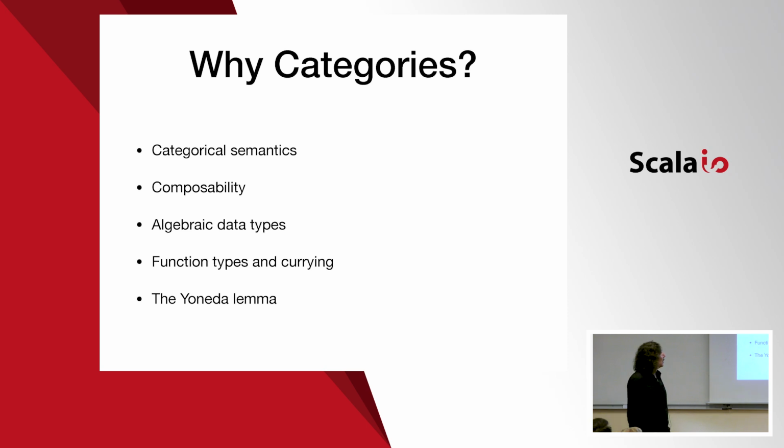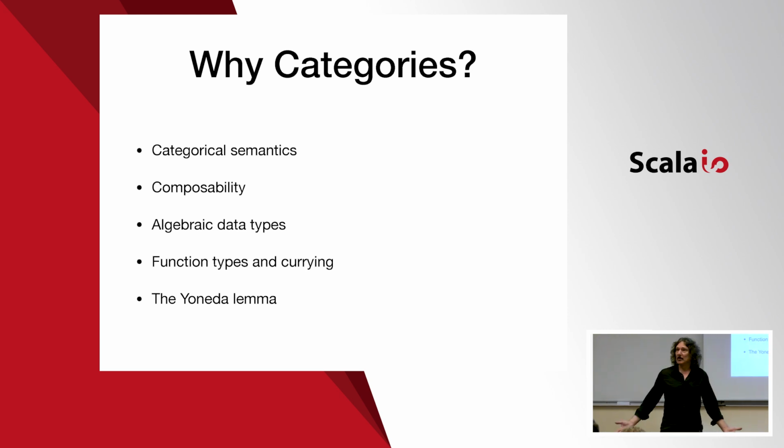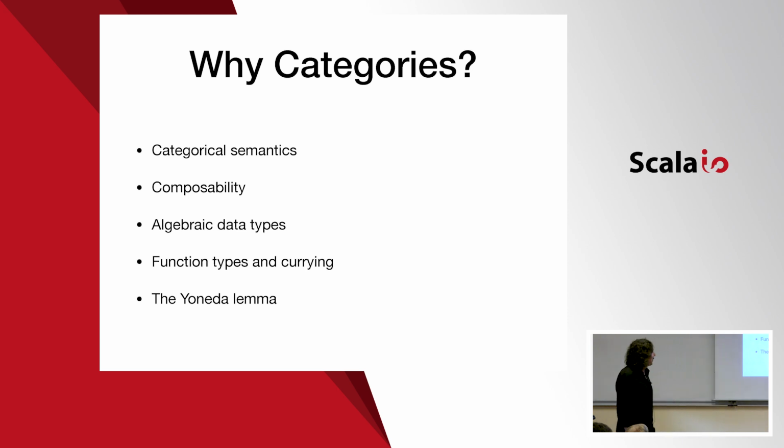Here's the plan for the talk. I'll talk a little bit about categorical semantics, about the semantics of programming languages in very generic terms. And of course, I'll talk about composability, because composability is what category theory is about. Then I'll talk a little bit about algebraic data types. Actually, quite a bit about algebraic data types, come to think of it, because it's a very important part. And then I'll talk about function types, because we're at a functional programming conference, right? So function types and currying. And finally, I want to end up with the Monoidal lemma, which is like the central theorem in category theory.